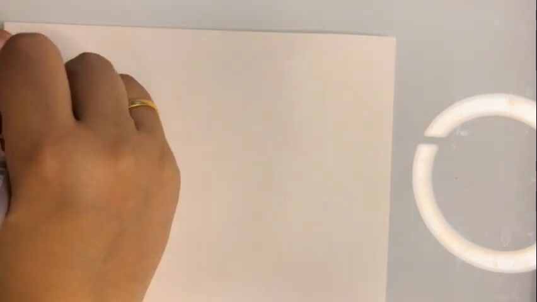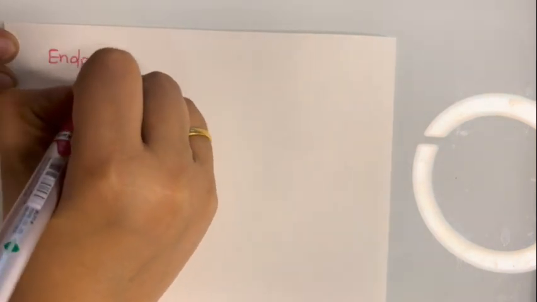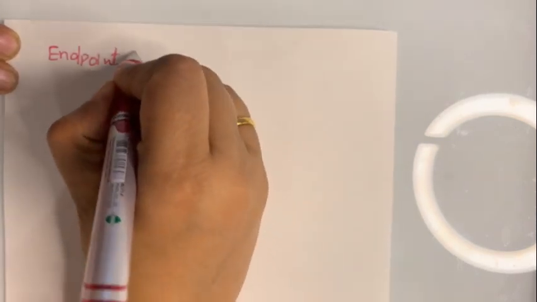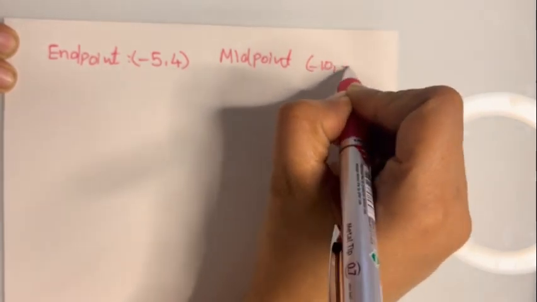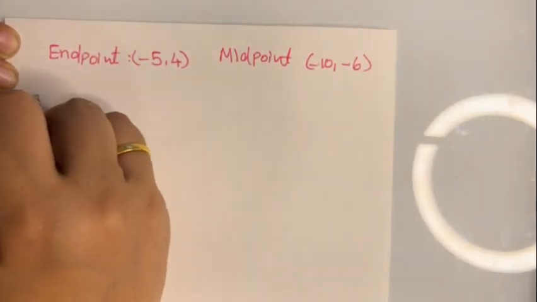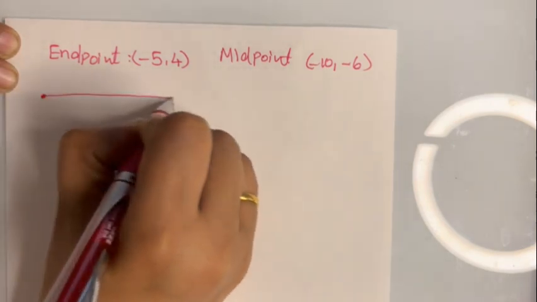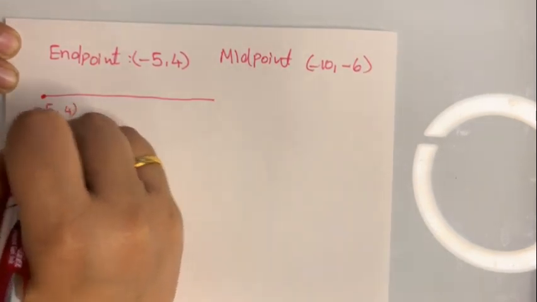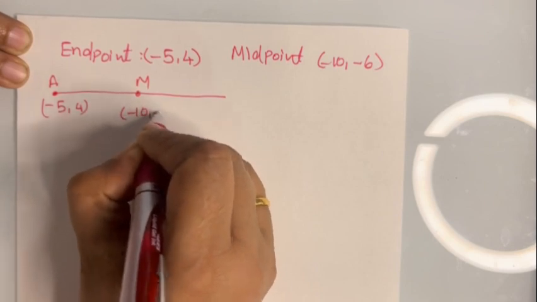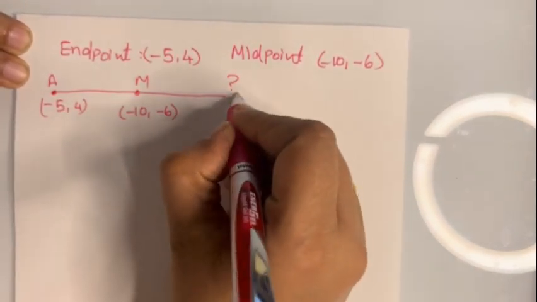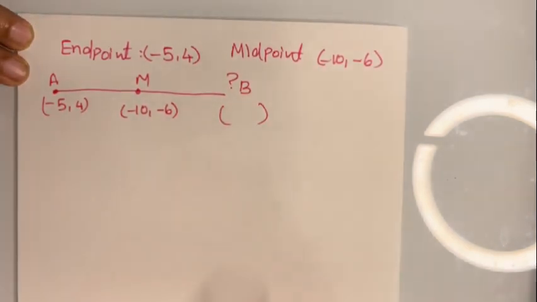We are going to see how to find the endpoint when you are given one endpoint and a midpoint. Your given endpoint is negative 5 comma 4, and your midpoint is negative 10 comma negative 6. Let's say the endpoint is A. The question is, what is the other endpoint?